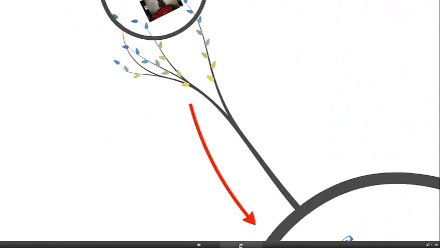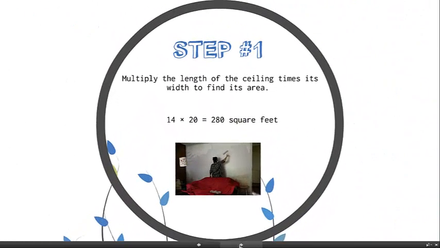Now, step 1. Use the following formula to estimate the amount of ceiling paint you need. Double the results if the ceiling requires 2 coats. Number 1. Multiply the length of the ceiling times its width to find its area. In this example, we have a 14-foot length and a 20-foot width. That gives us 280 square feet.